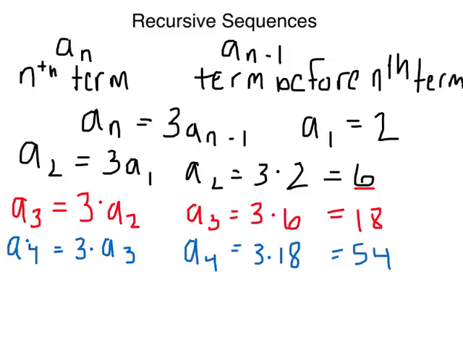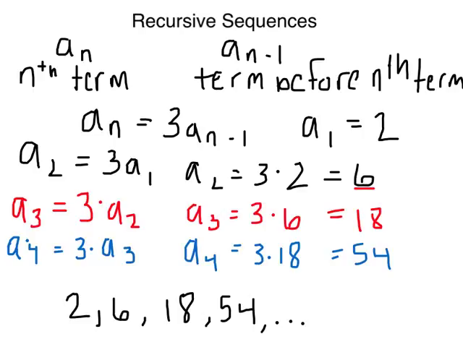Now we can list the first 4 terms in our sequence out. The first term was 2. The second term was 6. The third term was 18. And the fourth term was 54. This sequence would continue on forever, so if you wanted to find the 100th term, all you need to know is what the 99th term was.